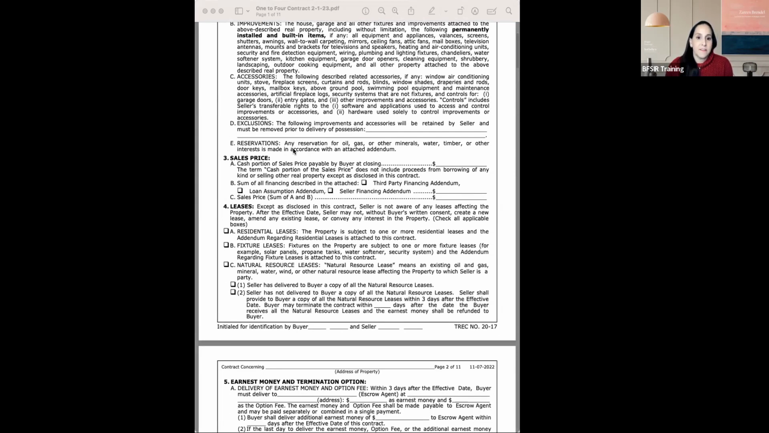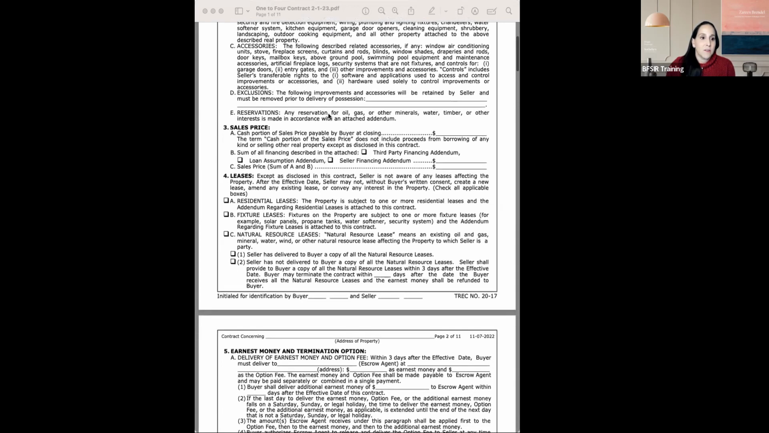Okay, and then reservations. Any reservation will be made in accordance with an addendum. This is not where you write minerals. Please, please, please do not do that. You guys know better than that. If the seller wants to reserve the minerals, you need to attach the mineral reservation addendum.